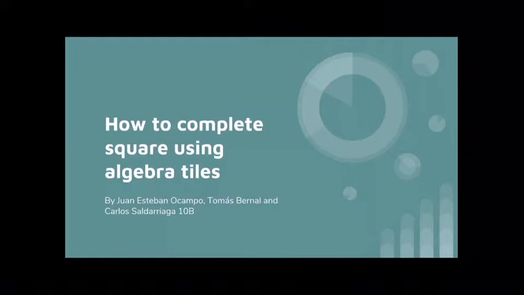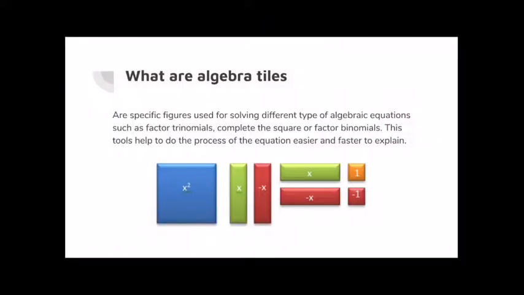In the first place, let's define what these figures, or algebra tiles, are. These are specific figures used for solving different types of algebraic equations, such as factoring trinomials, completing the square, or factoring binomials. These tools make the process of the equation easier and faster to explain. You play while you find your answer. The specific values of the figures are x to the second power for the big square, x for the rectangles, and 1 for the mini square.